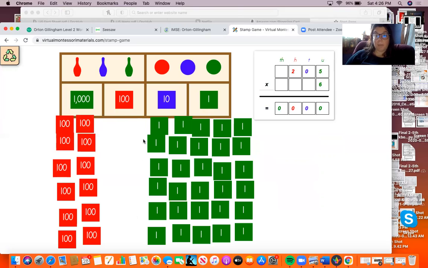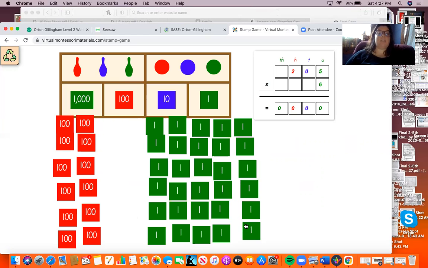So got all these units here, but I can skip count by 5s. 5, 10, 15, 20, 25, 30. So all these units, wish I had a pen, I could just cross through that. Imagine that I've picked them up and I've put them away. 30 units exchanges for 3 tens. So we had 0 tens here. 0 times 6 is 0, but we added that 3.